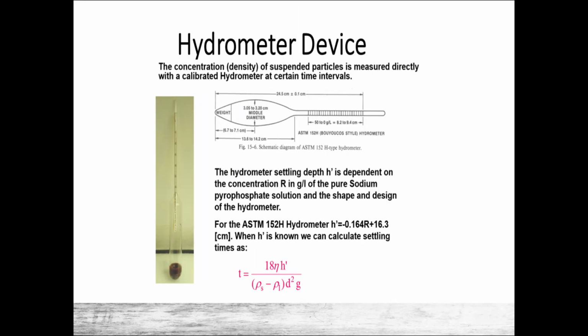To capture the time rate change of density, a calibrated hydrometer is used. Due to the various uses of hydrometers, a specific calibration is required. For our lab, we will be using an ASTM 152 H-type hydrometer device, as illustrated. Note the labeled calibration data that has been provided.